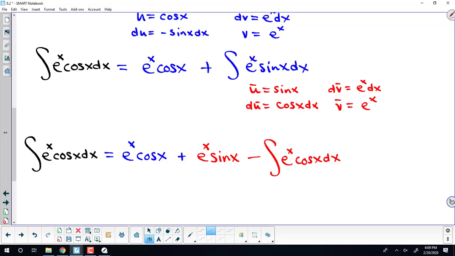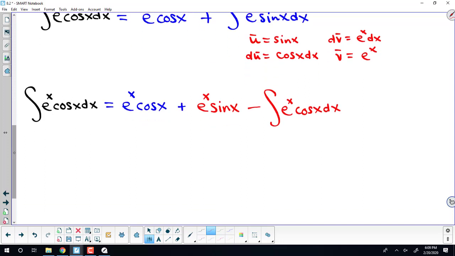Any questions on where we're at? So again, this step we still have an exponential times the trig function, but with this step we have the same integral on both sides. So just an algebraic technique, you've got two of the same quantities over here. We're going to combine those quantities together and solve for that quantity. So from this point, we're going to add this integral to both sides.